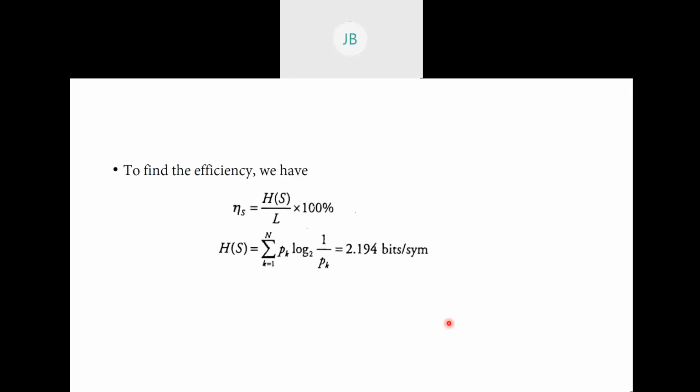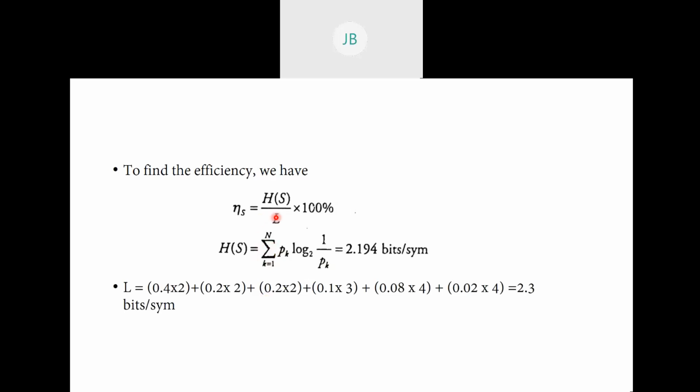Okay, since we already assigned the code words using the Shannon-Fano encoding algorithm, the next part of the question is to find the efficiency. Efficiency is computed as the ratio of entropy divided by the average code word length. Entropy is the sum of probability times log of 1 by probability. For all those 5 symbols, the total value is 2.194 if we compute the summation.